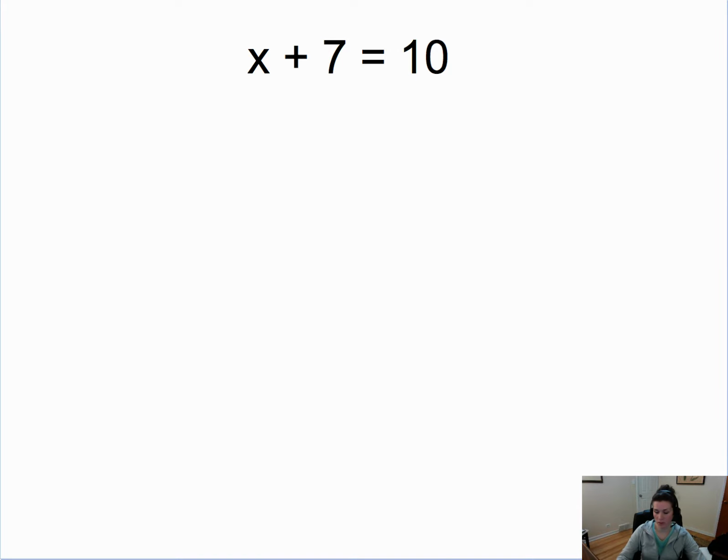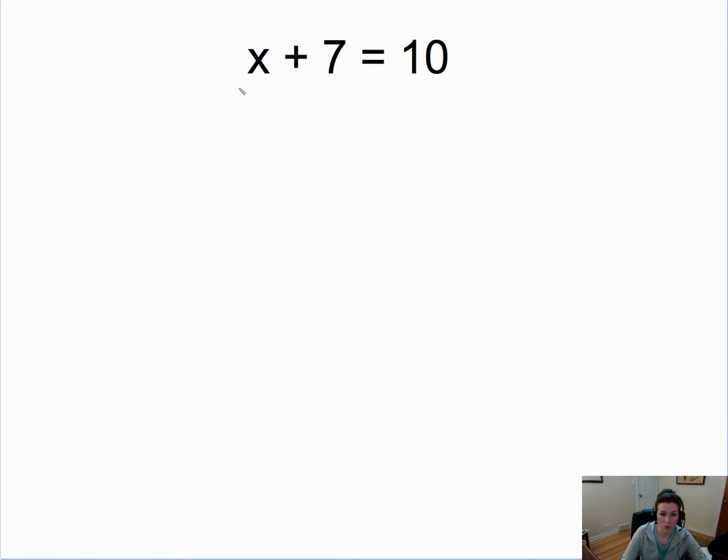So take a look at the first example. We have x plus 7 equals 10. We have to figure out what number plus 7 equals 10. Obviously it's 3, but you have to be able to show the steps in a one-step equation, because as we get into harder equations like two-step equations and multi-step equations, you have to know the steps to follow.